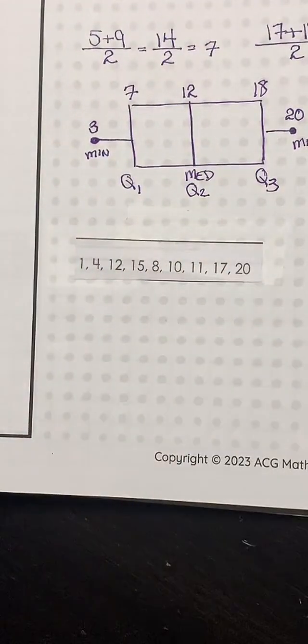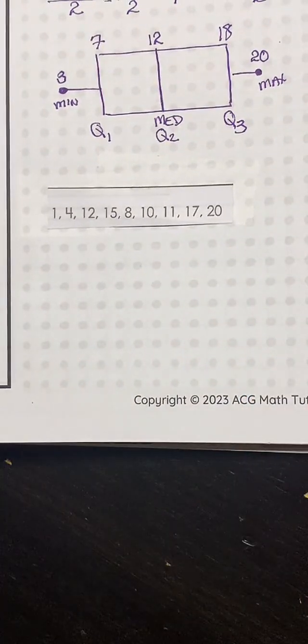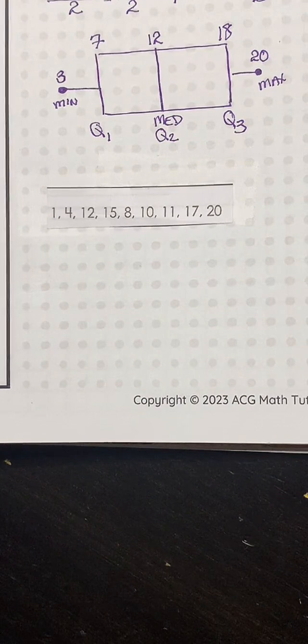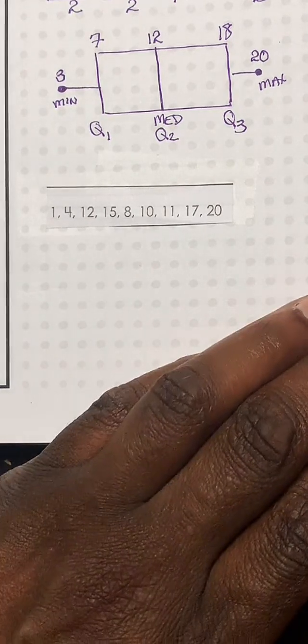Okay. All right. So here's our data. We're just going to find the median. We want to get into what's called the 5-number summary. So we need to find our median. Okay, so let's just find our median.